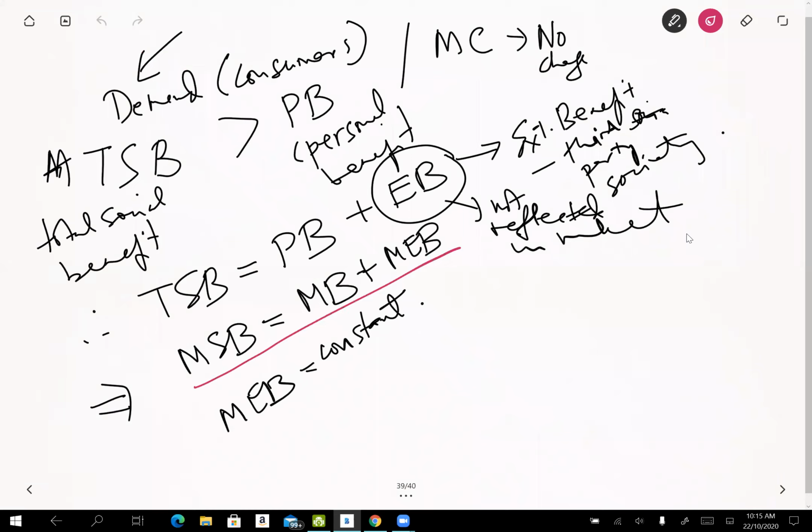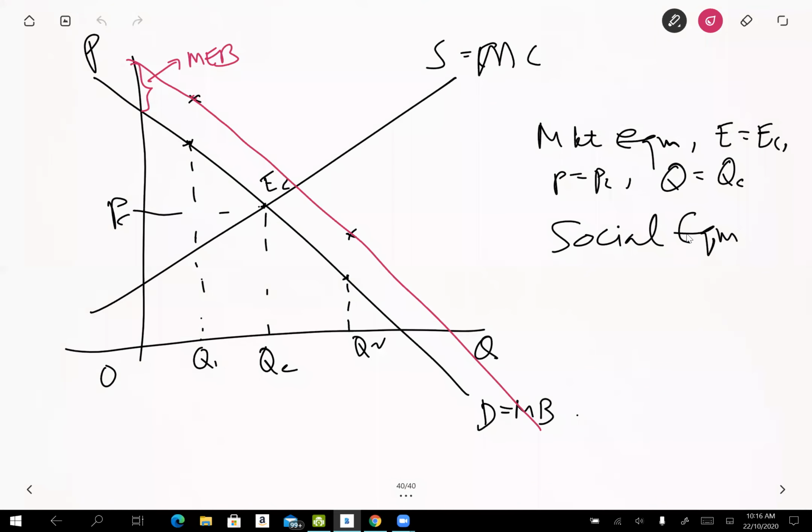The marginal social benefit is equal to the marginal benefit plus the marginal external benefit. And that marginal external benefit is constant and bigger than 0. So you can also get that the marginal social benefit will be above the marginal benefit curve by the amount of the marginal external benefit. Okay. Any question? Any comment about the functions? About the line? Good. All right.